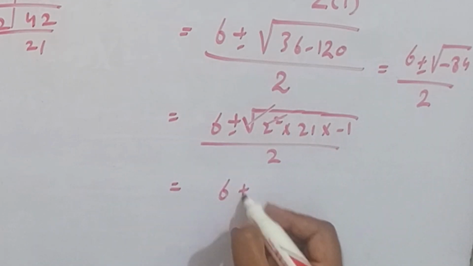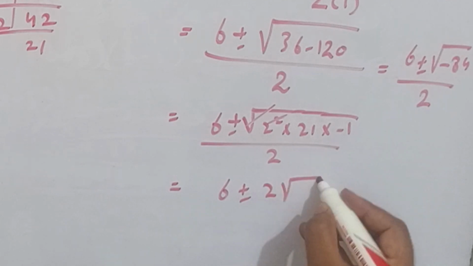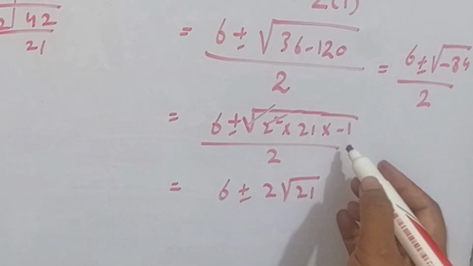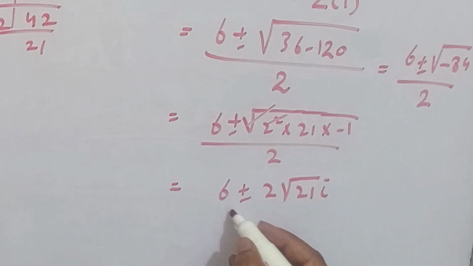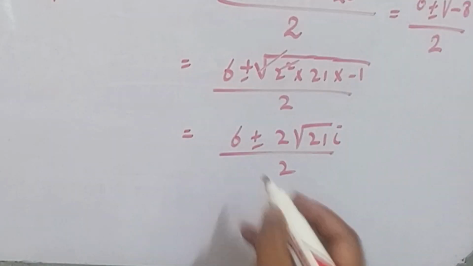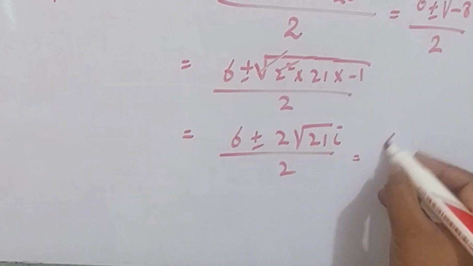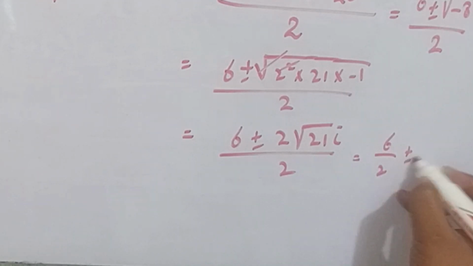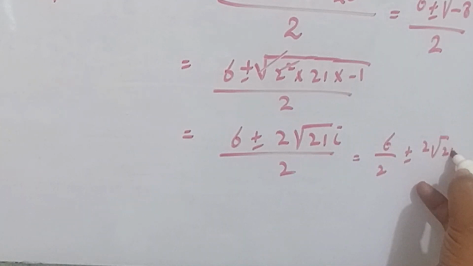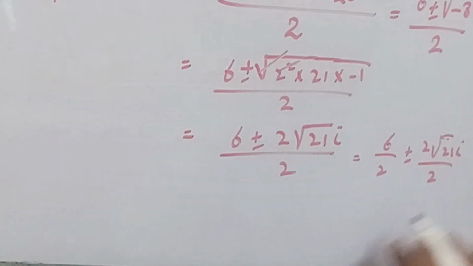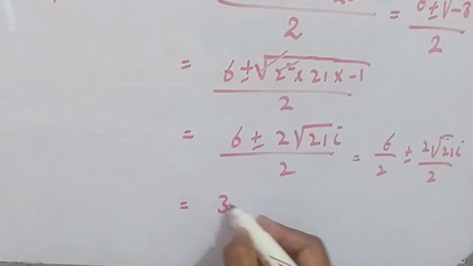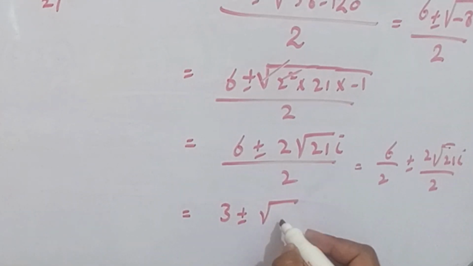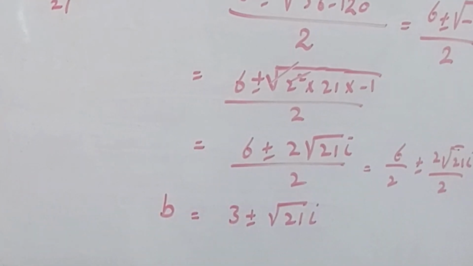This is 6 plus minus 2 times square root 21 and square root negative 1 is iota, so here we write iota over 2, and this is equal to 6 over 2 plus minus 2 square root 21 iota over 2. After simplification, this is 3 plus minus square root 21 iota. This is the answer of b.